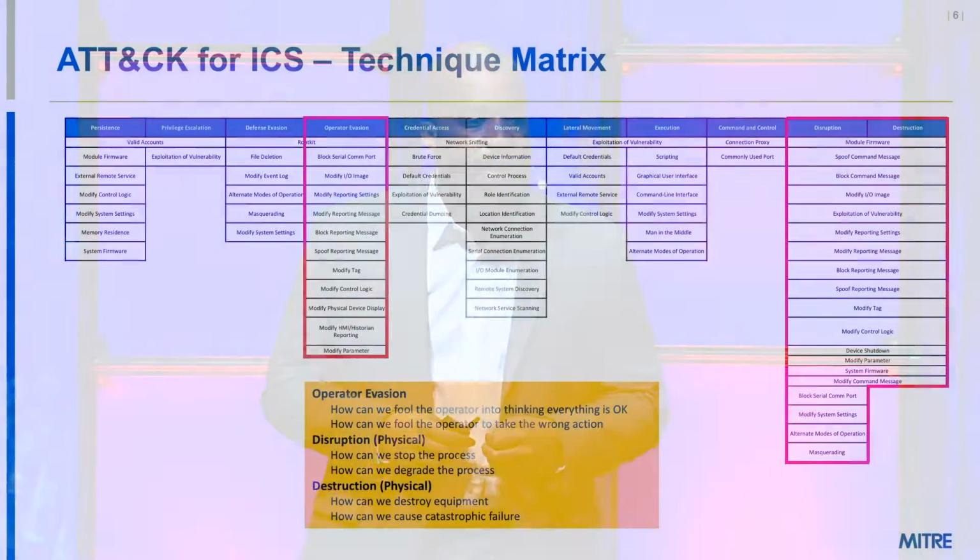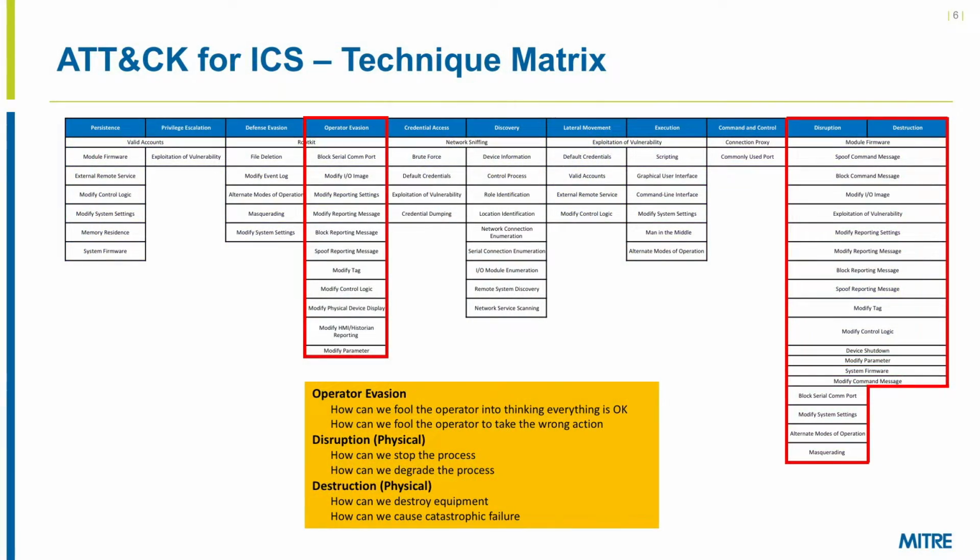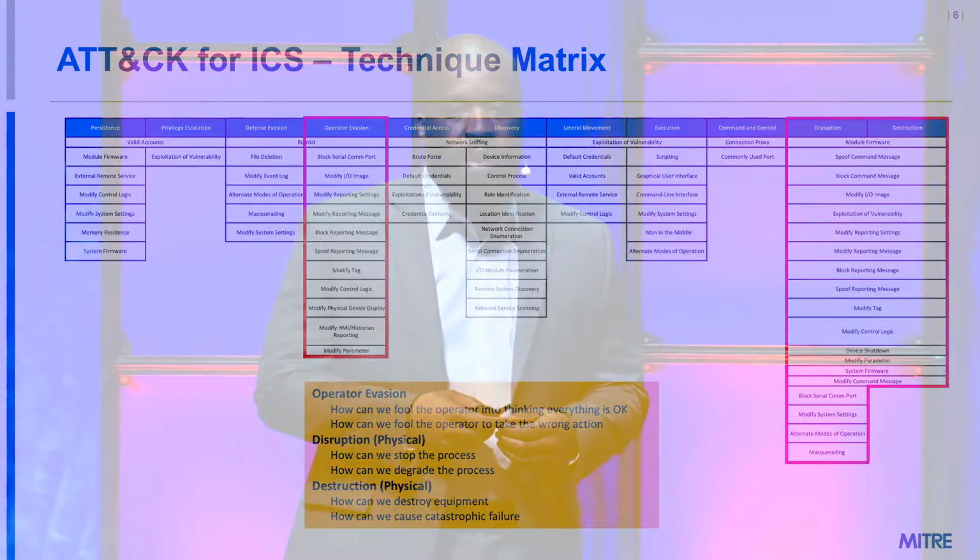So this is the technique matrix for ATT&CK for ICS. And what you'll notice is a couple of tactic categories are highlighted, and that's to show that we've added something new to the model. So operator evasion is one tactic category that we added. And operator evasion talks about how we fool the operator into thinking everything's okay with the system, or get them to perform a wrong action.